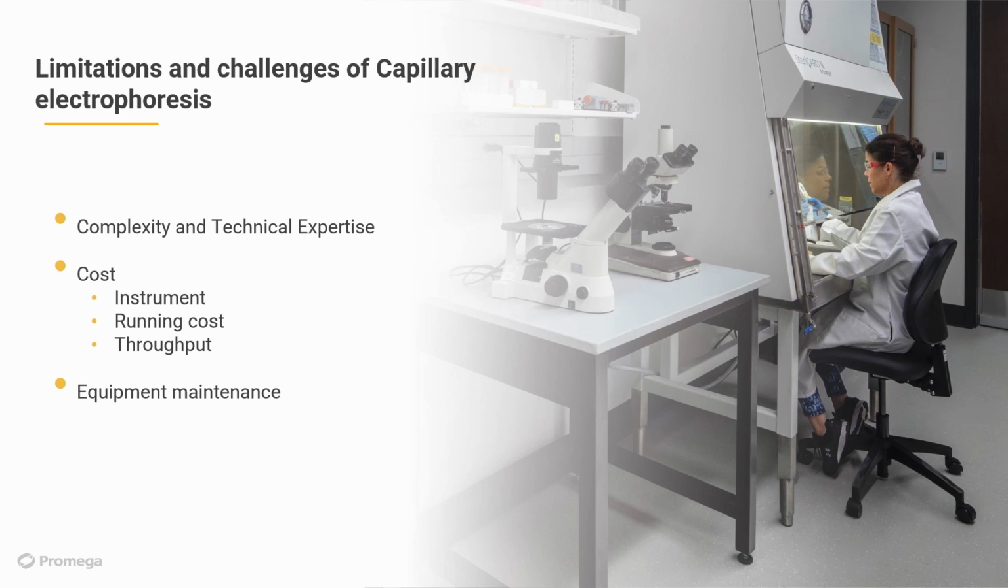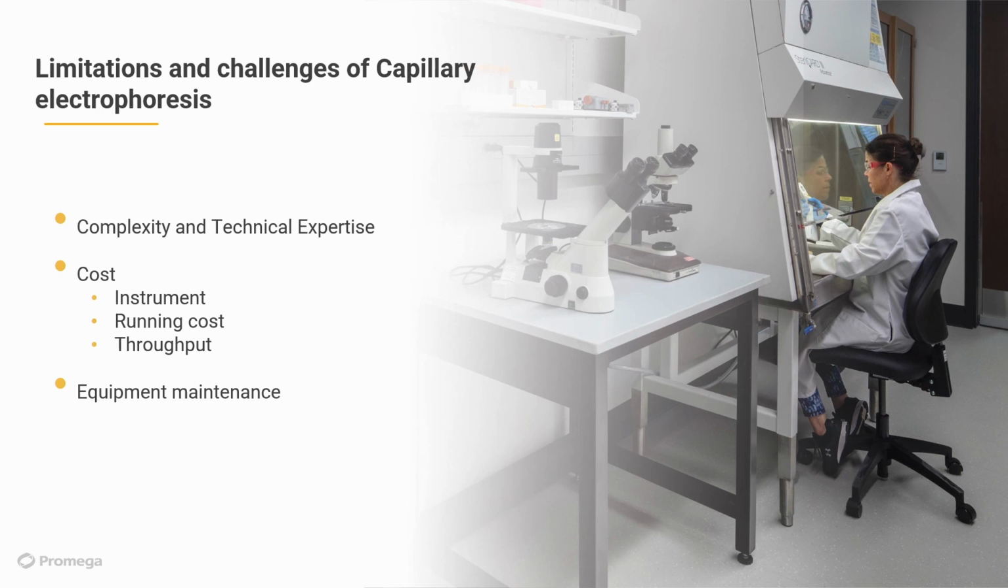Running costs can be very variable, and that depends on the cost of the consumables. And for CE, the consumables are the capillary array, the polymer that goes into the capillary, and the buffers. Depending on the cost of them and how often they need to be changed can really impact the running cost. And again, if your laboratory throughput does not match the throughput of your CE instrument, you can again increase costs by the wastage of consumables and reagents.